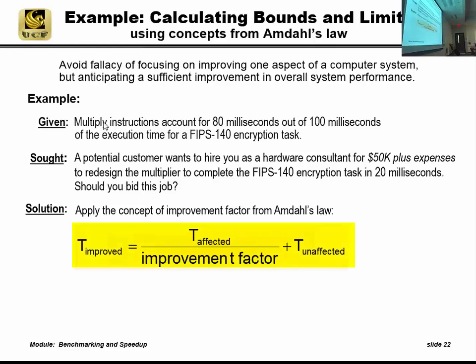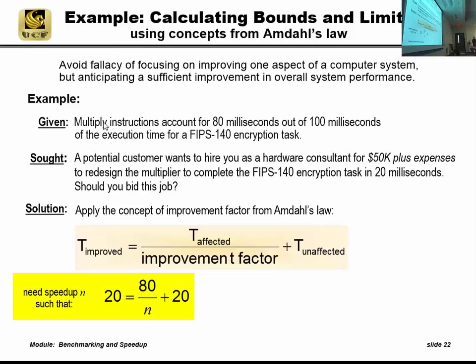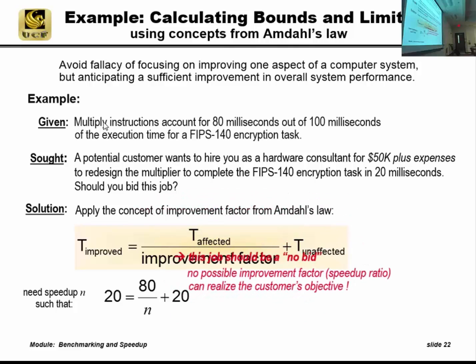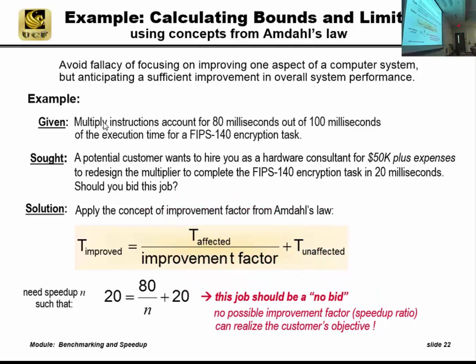Here we're going to apply the concept of improvement factor. Time improved is the time affected divided by the improvement factor plus the unaffected. We just interchange the two. Addition's commutative. So we're solving for n just like we did last time, but now we want it to be 20 milliseconds, and the 80 has to get reduced so that 80 divided by n plus 20 is less than or equal to 20. Is there any value of n that makes it happen? No.